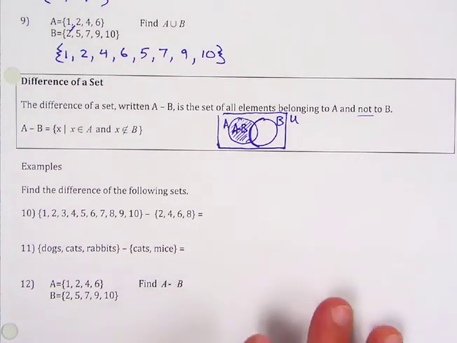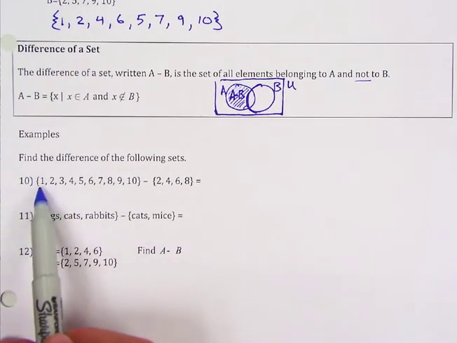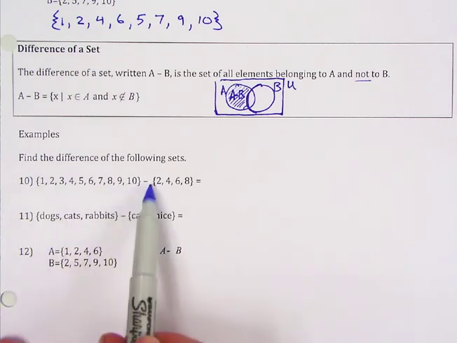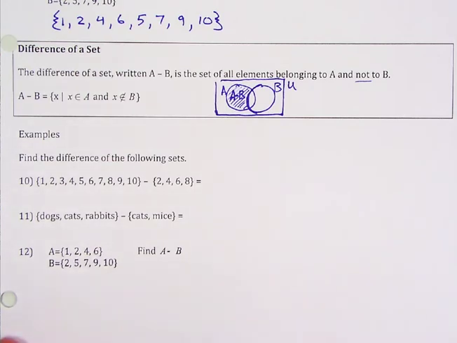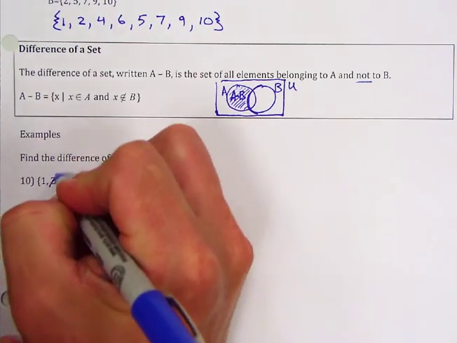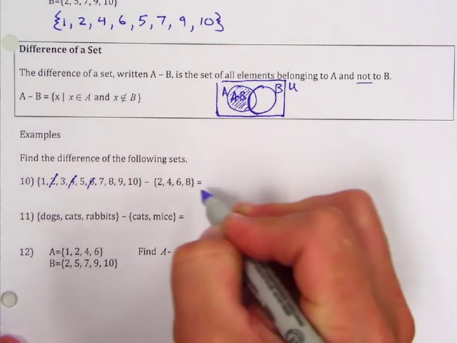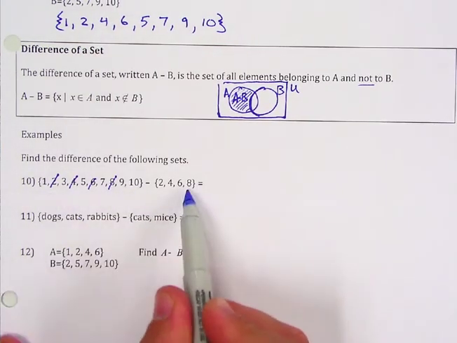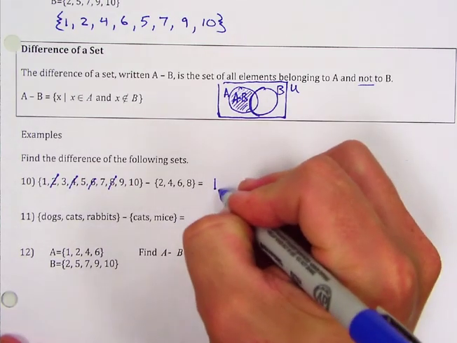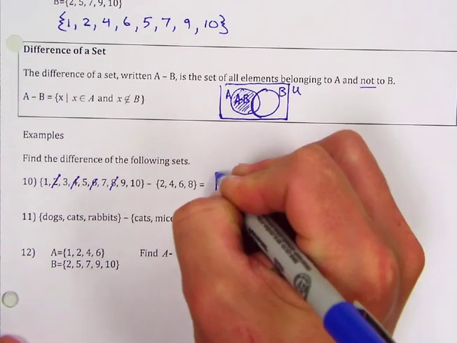All right. So we want to find the difference of the following sets. So we have the set here, the numbers 1 through 10, minus 2, 4, 6, and 8. So one way you can do that is by simple crossing out. So we're going to subtract 2. So we're going to cross it out. We're going to subtract 4. We're going to cross it out. 6 and 8. Now everything that remains here is in this first set, but not the second. And so we're left with 1, 3, 5, 7, 9, and 10.